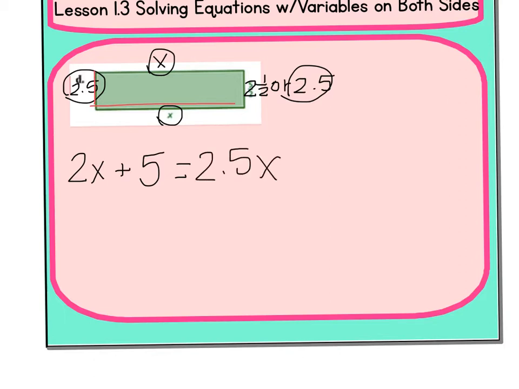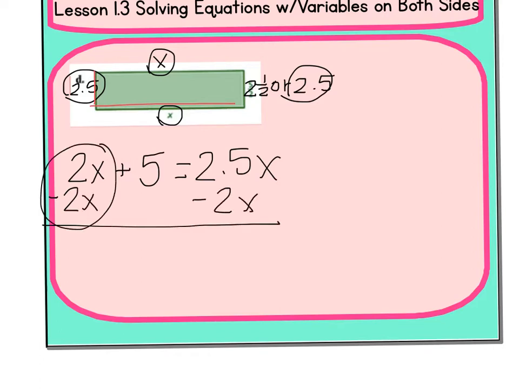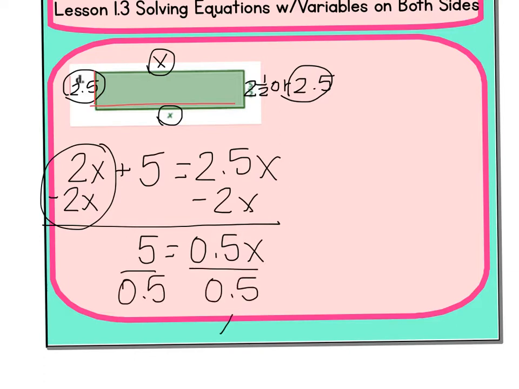So now I'm going to get all of my x's together. I'm going to take away 2x from both sides, which leaves me with 5 equaling 2.5 minus 2, which would be 0.5x. I've got to get that x alone. Since they're connected by multiplication, I'm going to divide. 5 divided by 0.5 gives us 10. Another way to ask yourself that question is how many halves fit into 5, and there would have to be 10 halves that fit into 5.